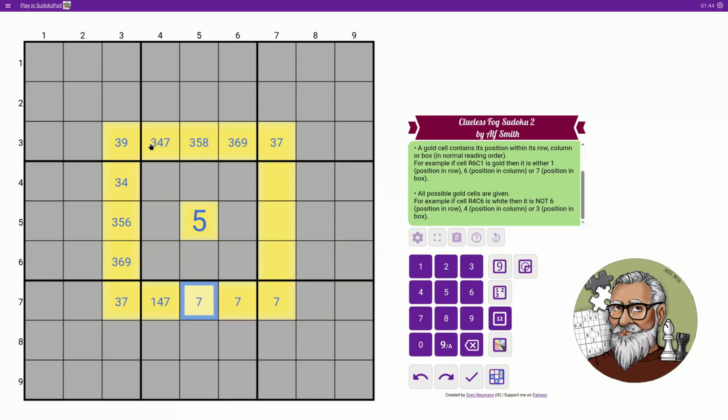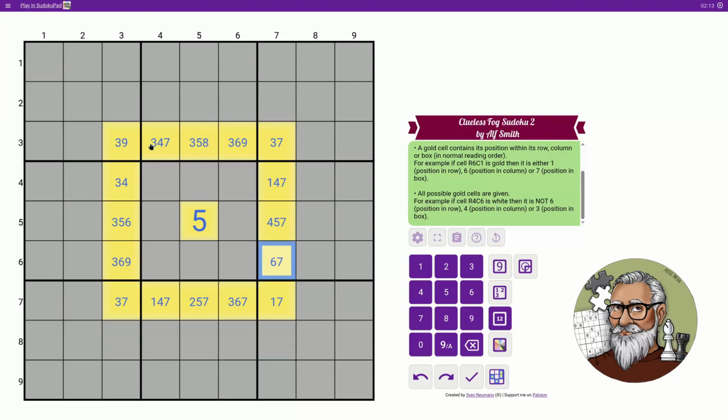So what is this? It's 5 and 2, 6 and 3, 7 and 1, right? All of those have 7 as well, right? Position in their row. This is 4 and 1, 5 and 4, and 6 and 7. Right.